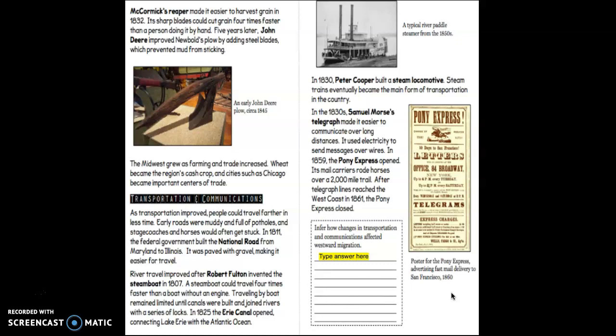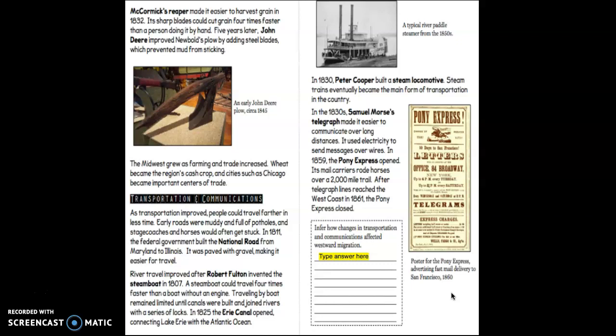Finally, transportation and communications. As transportation improved, people could travel farther in less time. Early roads were muddy and full of potholes, and stagecoaches and horses would often get stuck. In 1811, the federal government built the National Road from Maryland to Illinois. It was paved with gravel, making it easier for travel. River travel improved after Robert Fulton invented the steamboat in 1807. A steamboat could travel 4 times faster than a boat without an engine. Traveling by boat remained limited until canals were built and joined rivers with a series of locks.